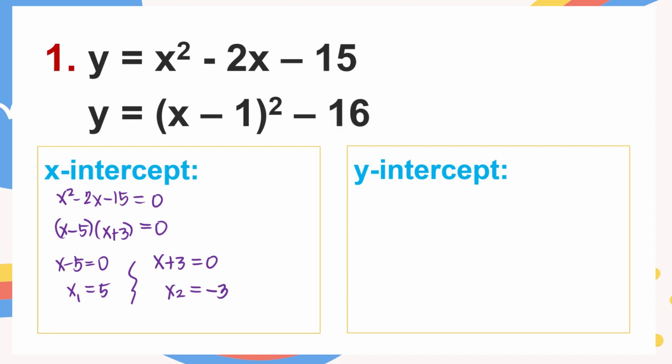So next is y-intercept. Replace x by 0. So y is equal to 0 squared minus 2 times 0 minus 15. So y is equal to negative 15. And as you notice, yung y-intercept is the same as the value of c when written in general form.